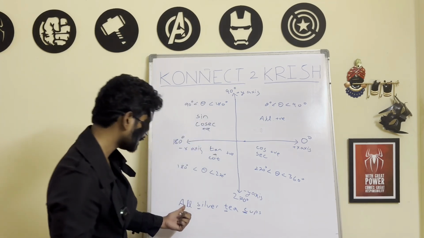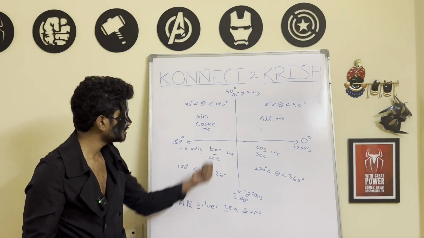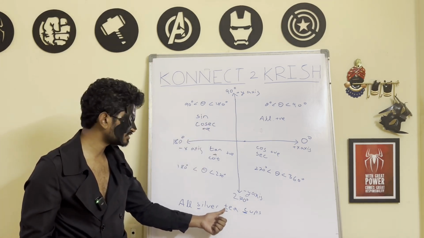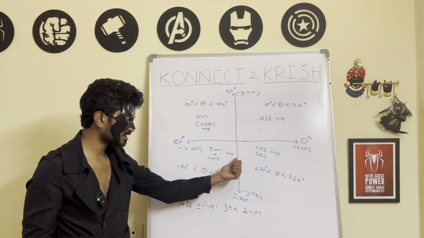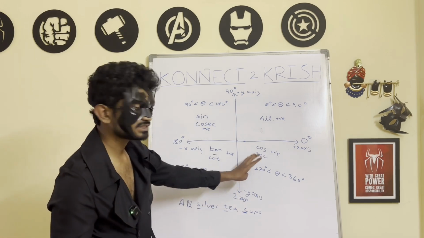So focus on the starting letters. All are positive in first quadrant. Silver starts with S, so only sine and cosecant are positive. T starts with T, so only tan and cot are positive. Cups starts with C, so only cos and secant are positive.